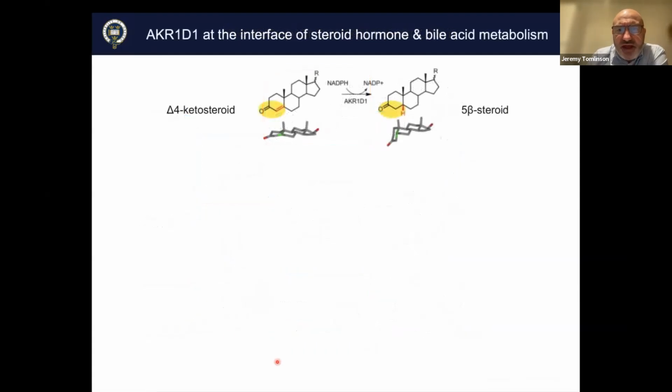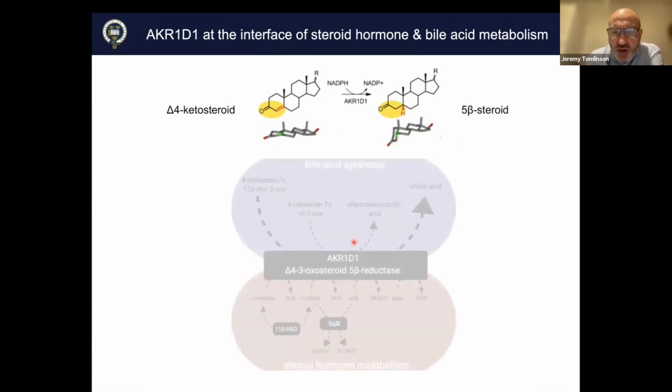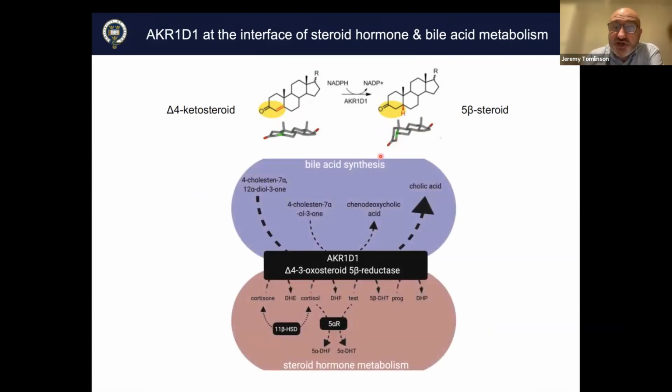But importantly, it also has other actions. It is pretty much responsible for the inactivation of the majority of glucocorticoids. And it does that by introducing almost this 90-degree bend within the structure of the glucocorticoid to prevent it binding and accessing the glucocorticoid receptor.